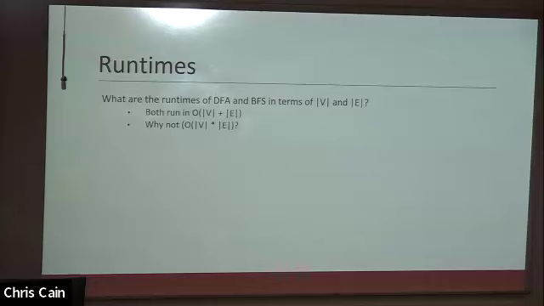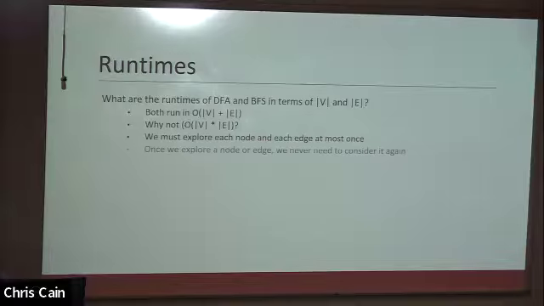So we don't need to do anything with the number of edges for each vertex in the worst case. Which is nice. So we're exploring each node and each edge at most once. Once we explore one, we never need to consider it again. If it's a vertex, it's been marked visited. If it's an edge, then it's something that we considered from the source vertex.